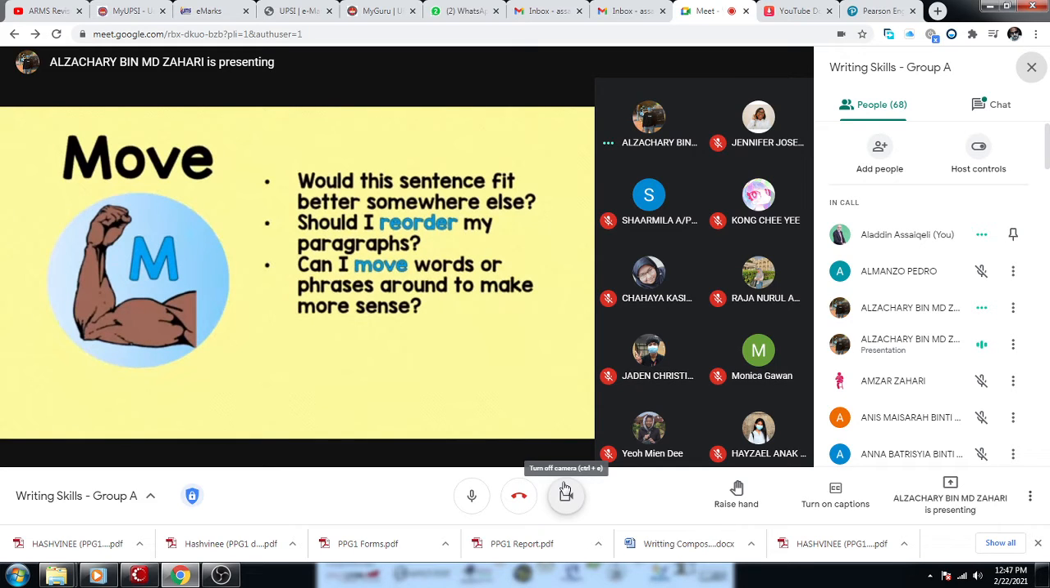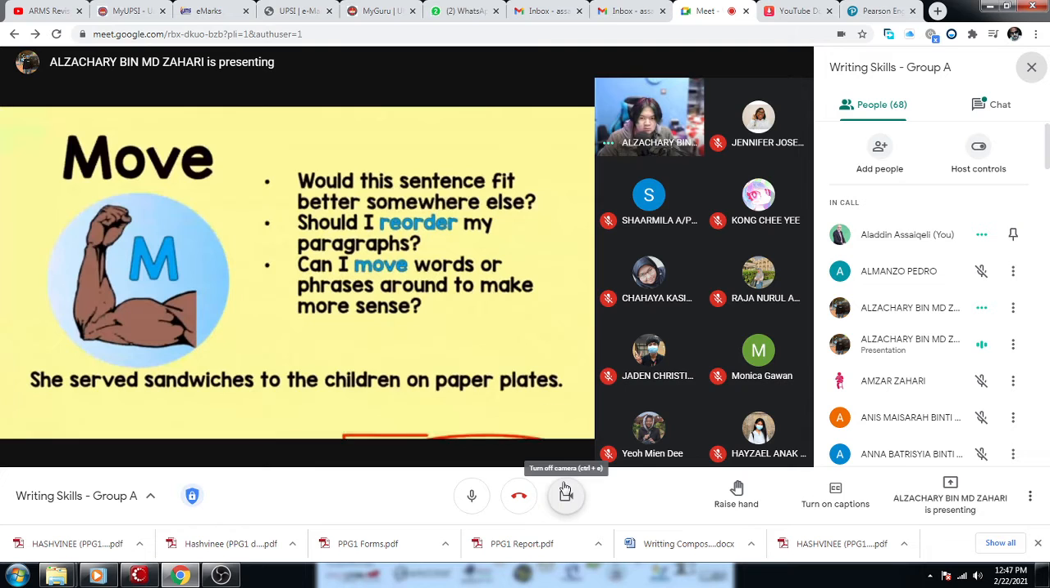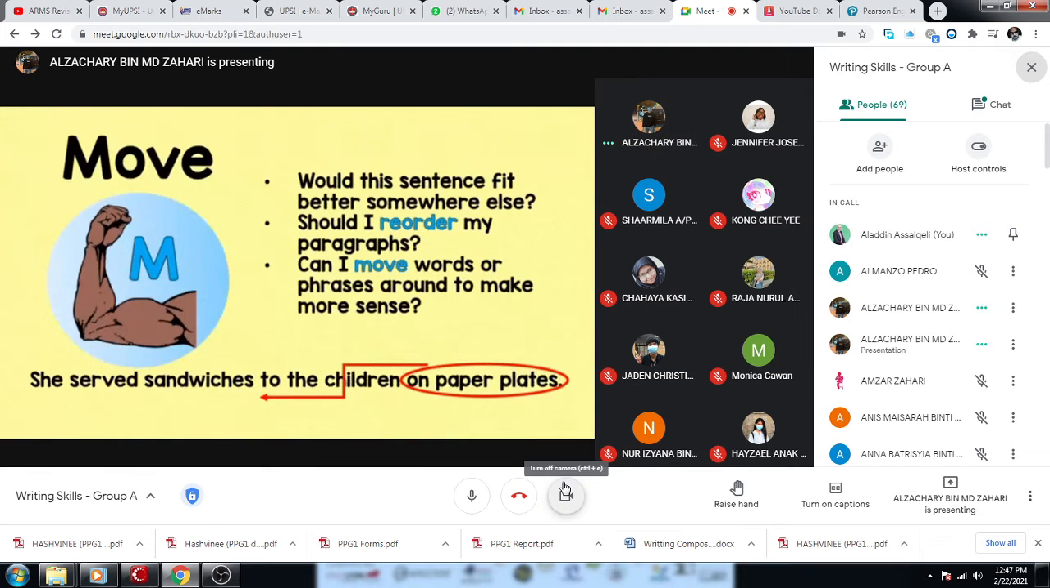Let's look at this example sentence. She served sandwiches to the children on paper plates. Here we have a misplaced modifier. On paper plates needs to be moved next to the word it modifies, sandwiches. After moving the modifier phrase, the sentence now reads, she served sandwiches on paper plates to the children. Now the sentence makes more sense.